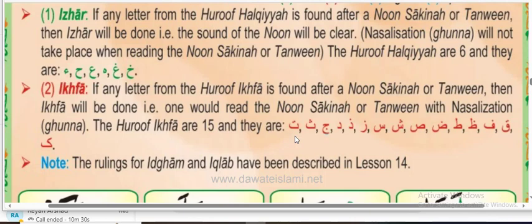If you find any of these 15 letters coming after noon sakin or tanween, then we have to make the sound of noon sakin or tanween unclear. And unclear is done by ghunna, a nasal sound. It is written tanween with nasalization sound. That means you have to pronounce the ghunna sound through the nose.